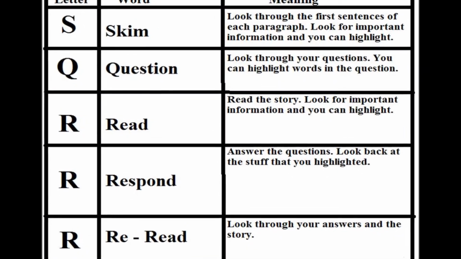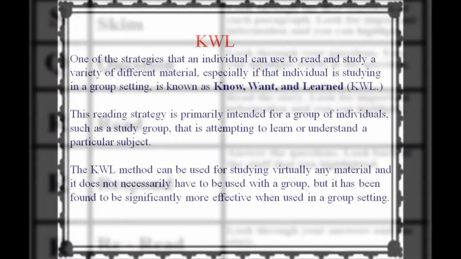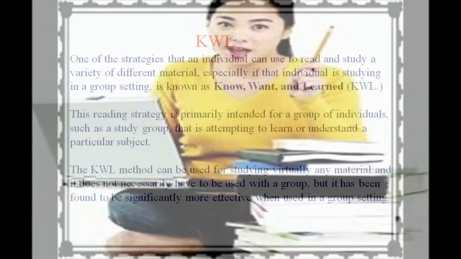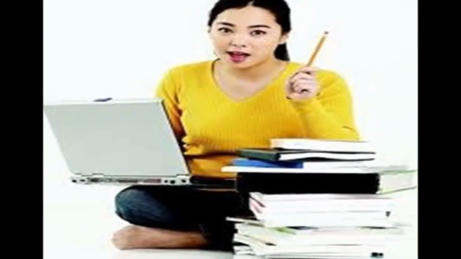There's a very nice reading strategy which we have to follow when we hear somebody. This is called KWL. One of the strategies that an individual can use to read and study a variety of different material, especially if that individual is studying in a group setting, is known as Know, Want and Learned, KWL. This reading strategy is primarily intended for a group of individuals, such as a study group, that is attempting to learn or understand a particular subject.